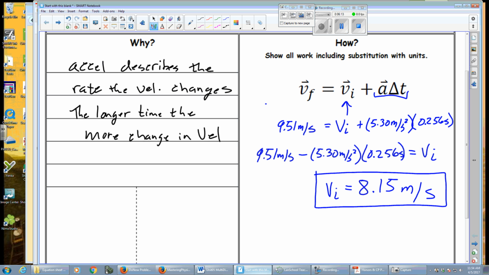So you're multiplying your s squared and your s. My acceleration and my time, yep. And then you have to subtract it. Yep. Remember, to subtract, I need both to have m over s. So I do my multiplication first. Plus.